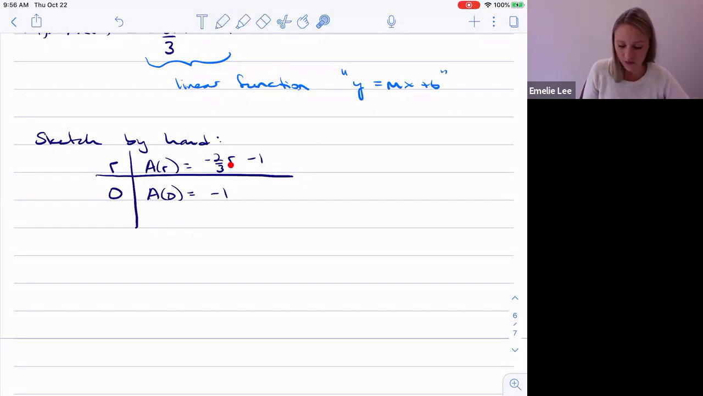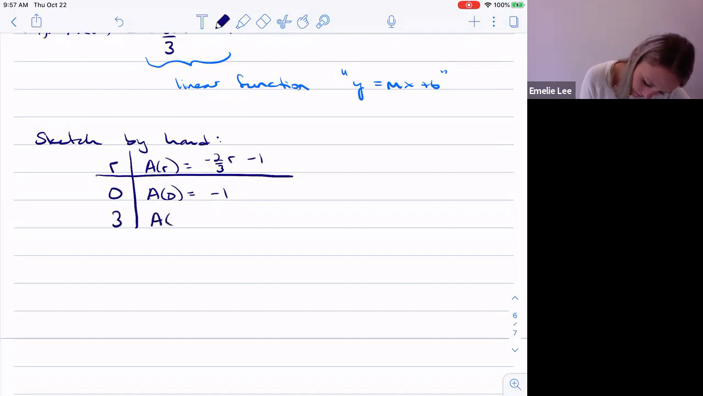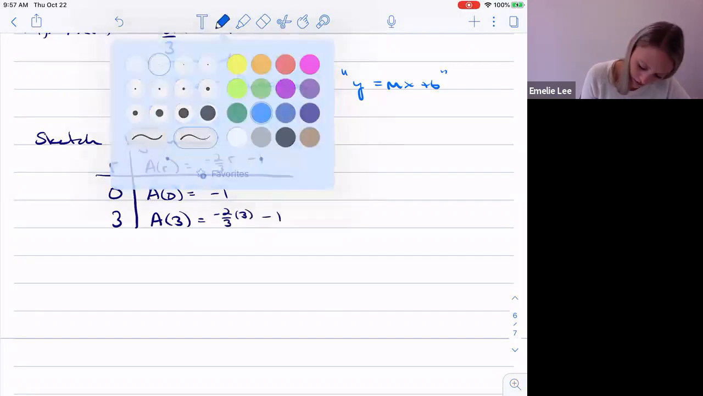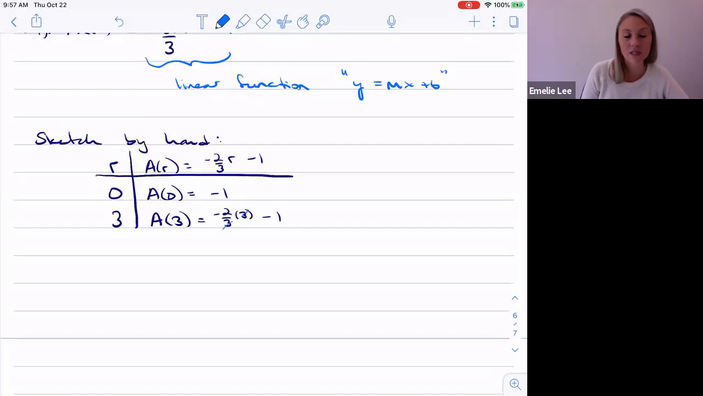The next thing I'm going to do is I'm going to pick another convenient value of R. In this case, because I'm dividing R by 3, I should probably pick a multiple of 3 just to make my life a little bit easier. So if I let R be 3, A of 3 is negative 2 over 3 times 3, and then minus 1. Well, 3 over 3 is going to go to 1, so negative 2 times 1 is negative 2. Negative 2 minus 1 is negative 3.